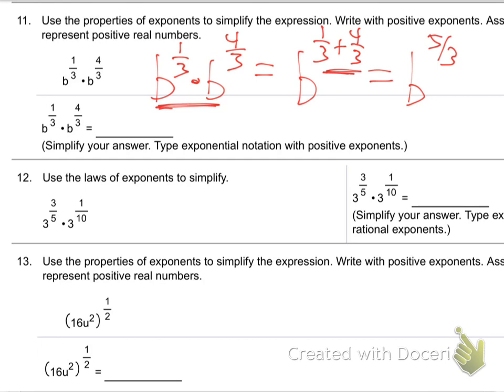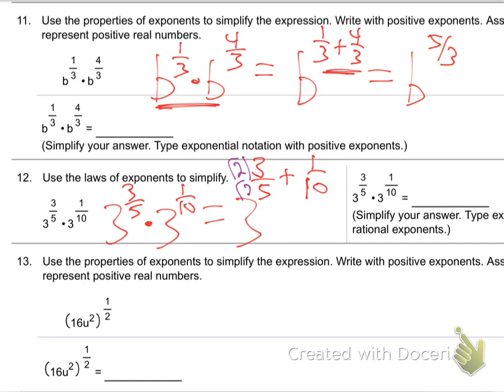So let's do number 12. It's 3 to the 3/5 times 3 to the 1/10. You've got to add 3/5 and 1/10, don't you? You've got to add those powers. Same bases multiplied, add those powers. So how are we going to add those powers? Common denominator. Top and bottom by 2. So this becomes 3 to the 6/10 plus 1/10, 3 to the 7/10.